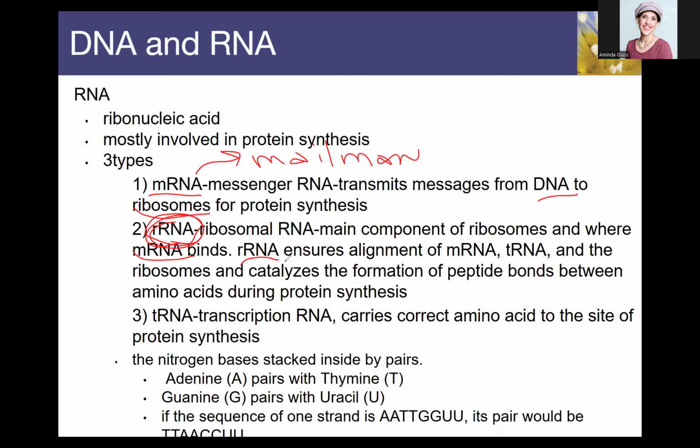RNA ensures alignment of the mRNA and the transfer RNA, which is the tRNA, and the ribosomes, and catalyzes the formation of peptide bonds between amino acids during protein synthesis. So RNA is involved in protein synthesis, and that's what starts the formation of those peptide bonds.